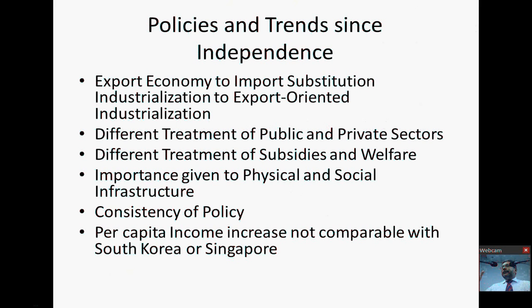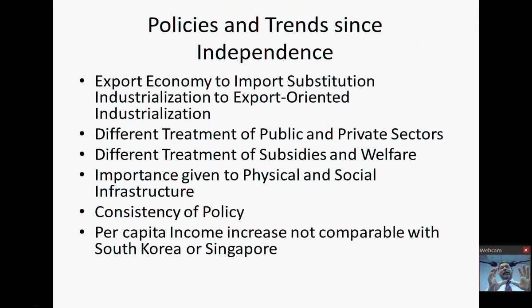internal shocks in the form of the southern insurrection, then we had the war in the north and east for nearly 25 years, then we had various other problems like low prices for tea and rubber in the international market. So all these problems were there. But among those problems, one of the key issues was the continuous changing in policy. So due to that, Sri Lanka could not achieve the development level of a country like South Korea or Singapore.